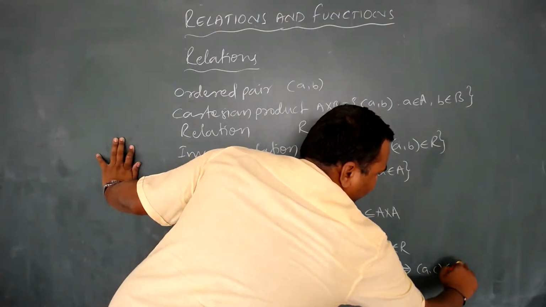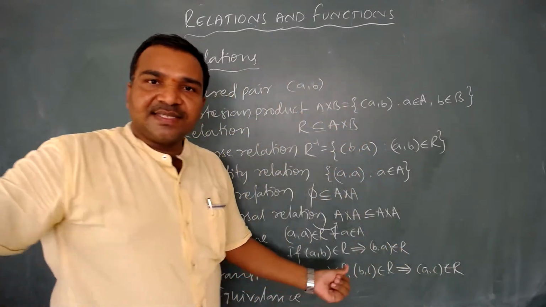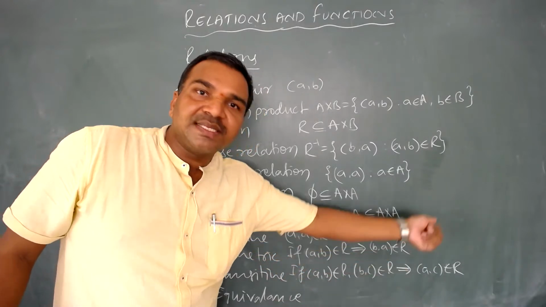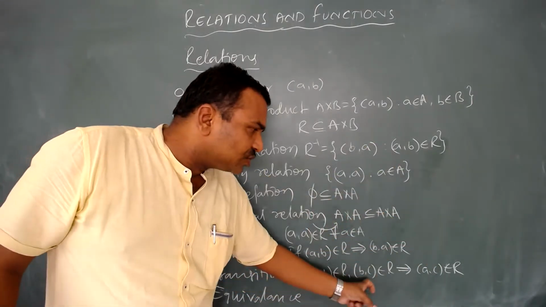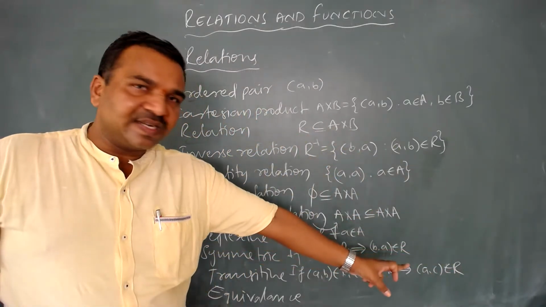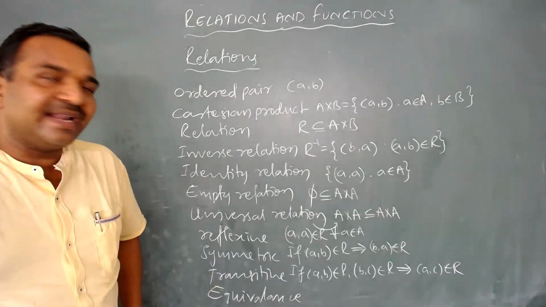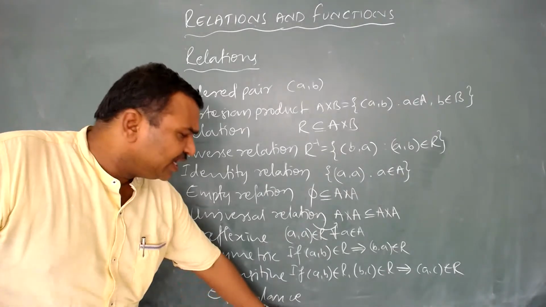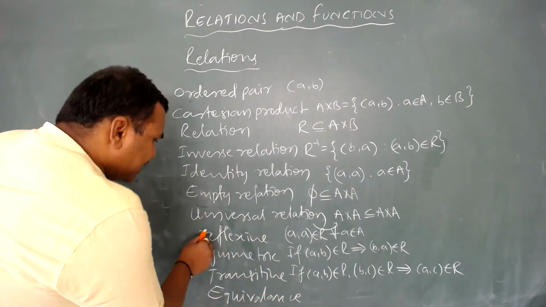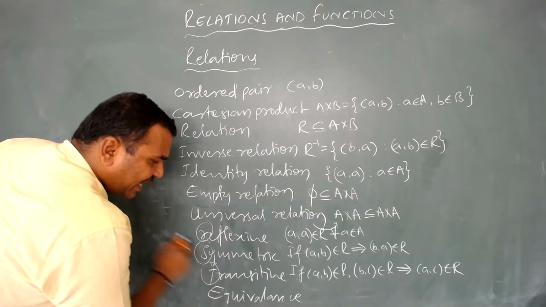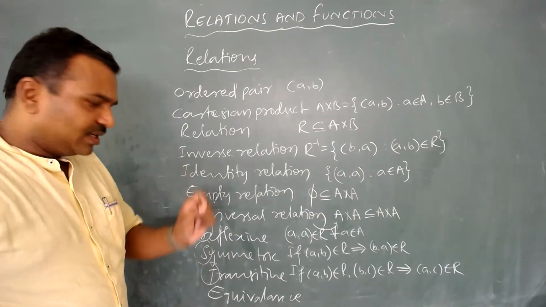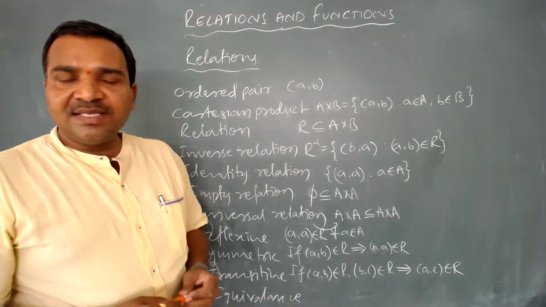Okay. Next, transitive. If A comma B belongs to R, B comma C belongs to R, implies A comma C belongs to R. Any relation satisfies this condition. If AB belongs to R, comma BC belongs to R, implies AC belongs to R. If these two belong to R, then AC also belongs to R. Any relation satisfies this condition, that relation is called transitive relation. Next, equivalence relation. What is equivalence relation? A relation which is reflexive, symmetric, and transitive. So any relation satisfies these three properties, that relation is called equivalence relation.